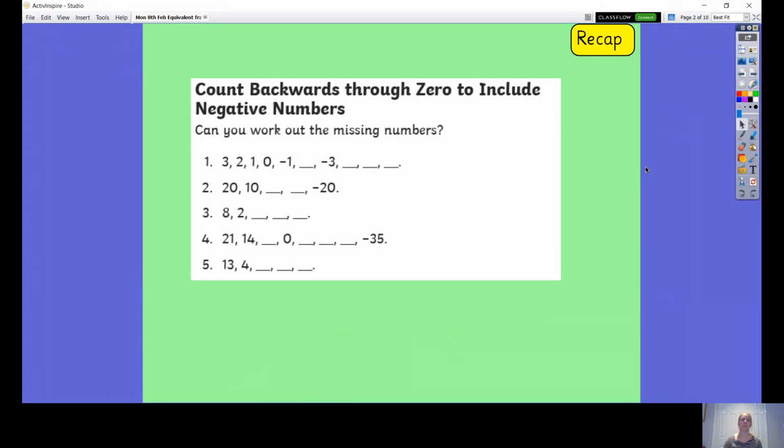So there we go. Your warm-up today, counting backwards through 0 to include negative numbers. Okay, so there's some negative numbers here. Pause here and see if you can fill in the gaps on these missing number sequences, please. Off you go.